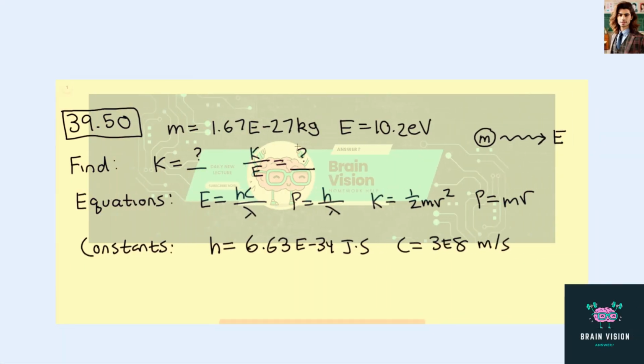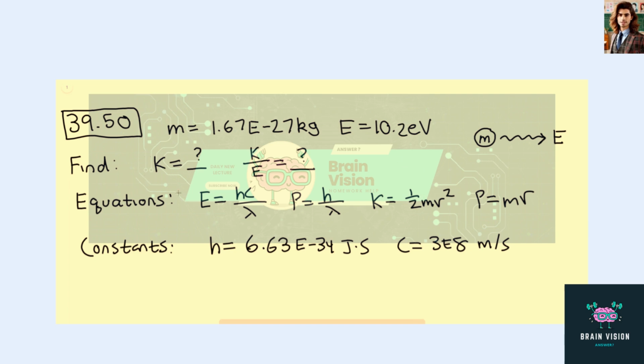In this problem, we have a hydrogen atom with a mass of just a proton, 1.67 times 10 to the negative 27 kilograms. And this hydrogen atom emits a photon with an energy of 10.2 eV. We are asked to find numerous things.